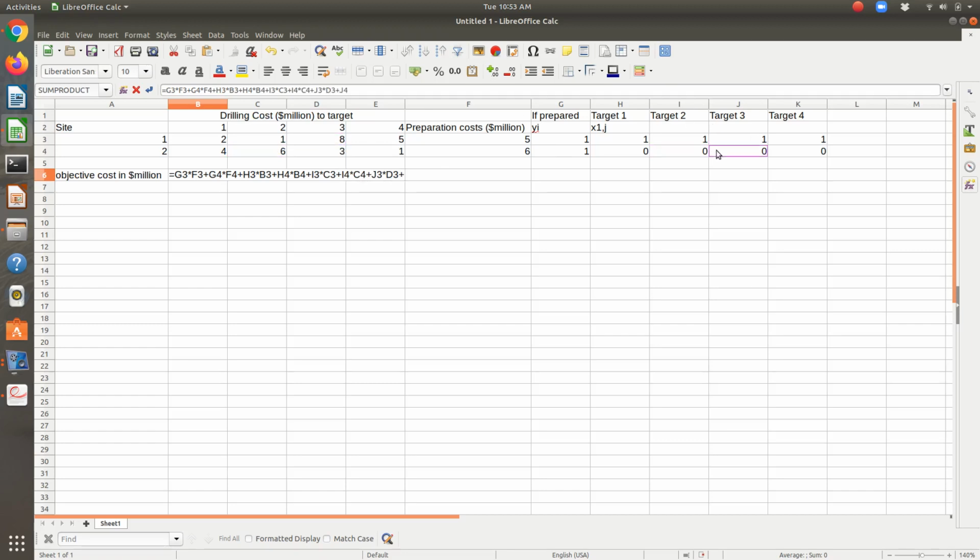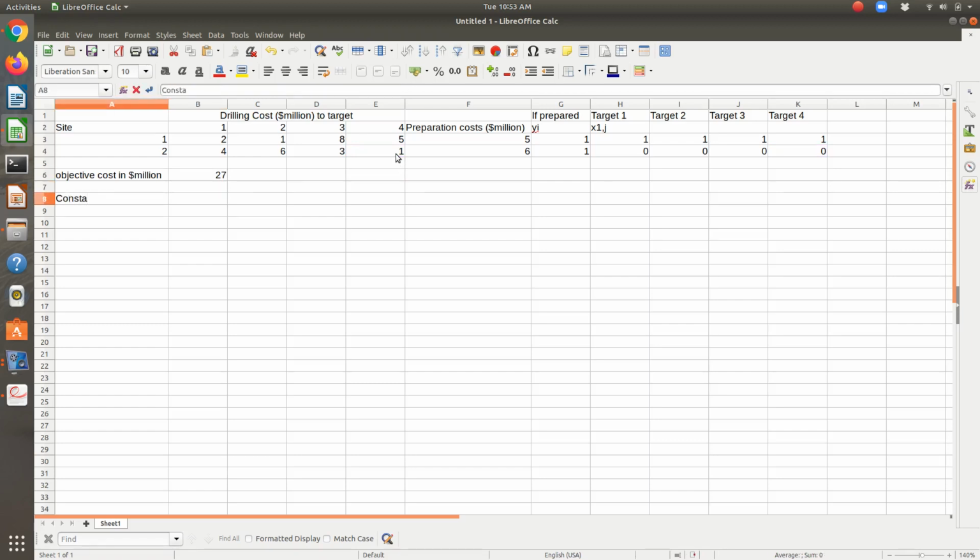If target 3 is connected to site 2, that's the cost. And if target 4 is connected to site 1, there's the cost. If target 4 is connected to site 2, there's the cost. Okay, alright, so that's what we're going to want to minimize.